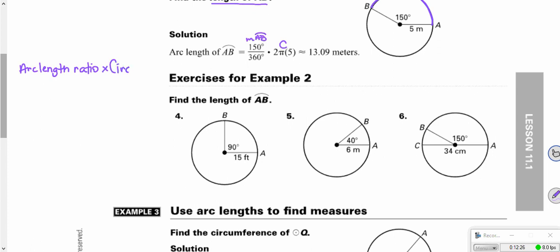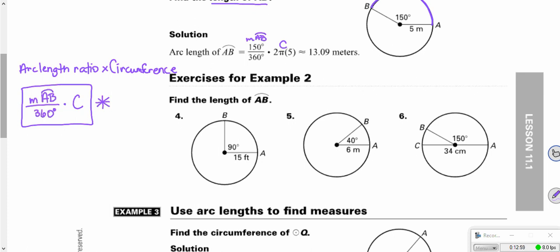Times circumference. Or in other words, it is going to be the measure of your arc, over 360 times C. That essentially is our formula for this. It's the measure of that arc, that's the central angle, over 360 times the circumference.